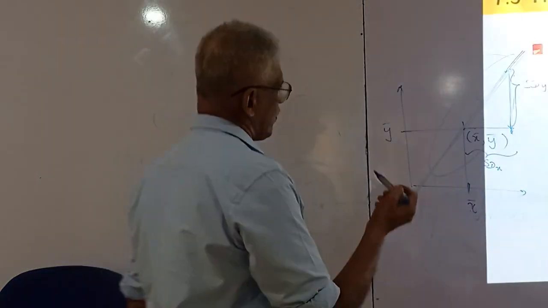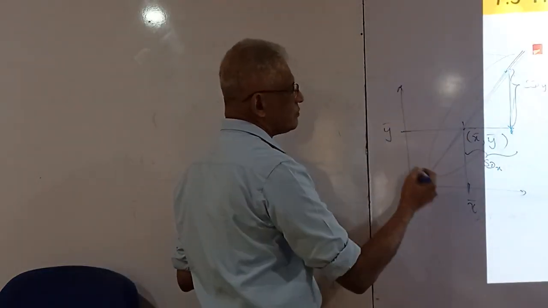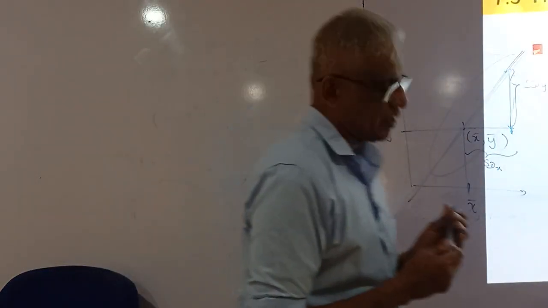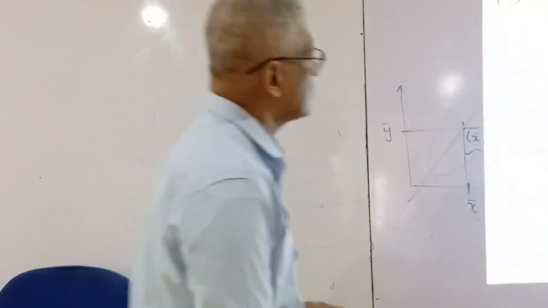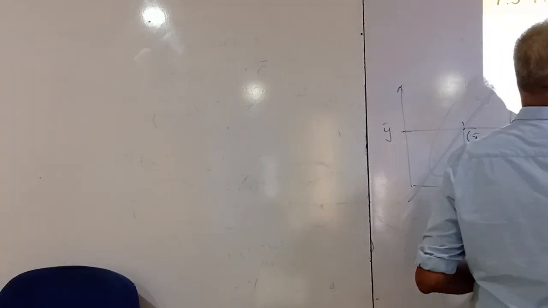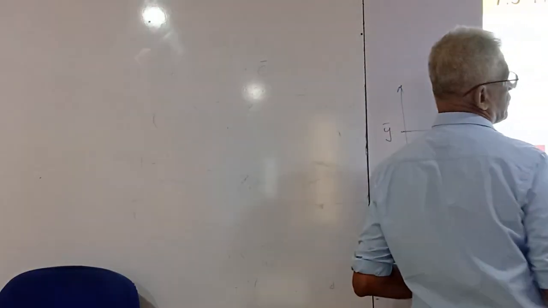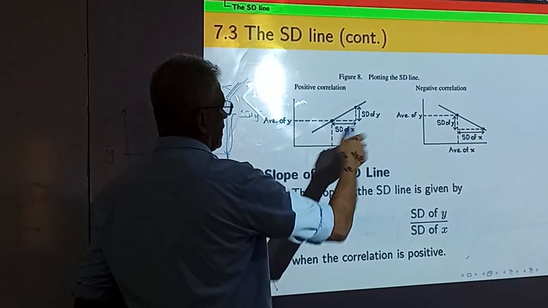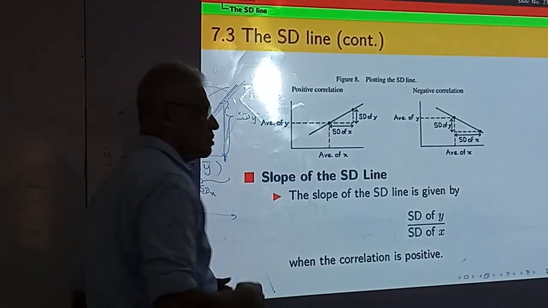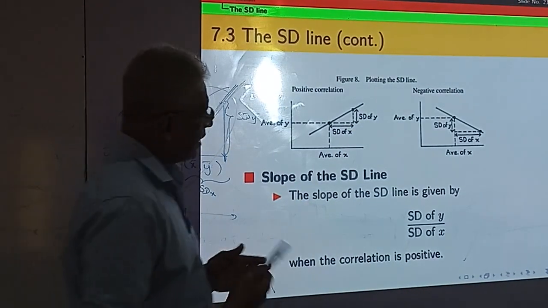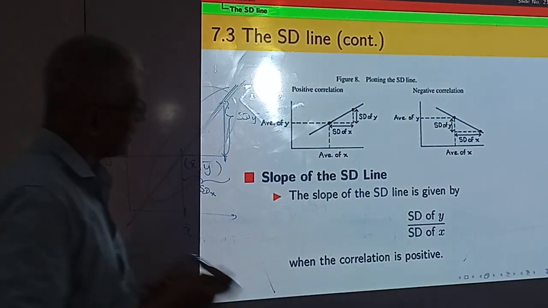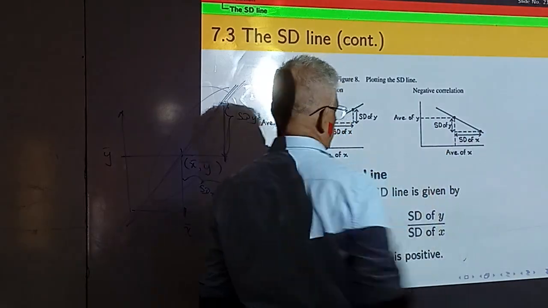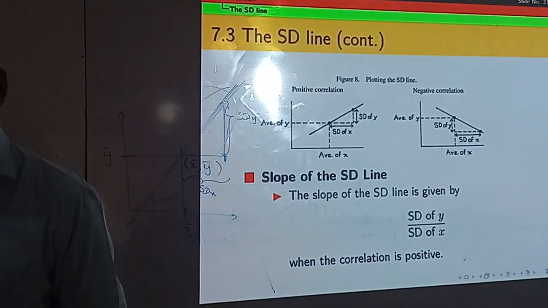And similarly, if you have a negative relationship, it's going to be the other way around. So that is again like this. So that is what the SD line is. In this case, the slope is positive, that is equal to SD of y divided by SD of x. On the other hand, if you have a negative relationship, in that case, it will be negative of this thing divided by that. That is what the SD line is.